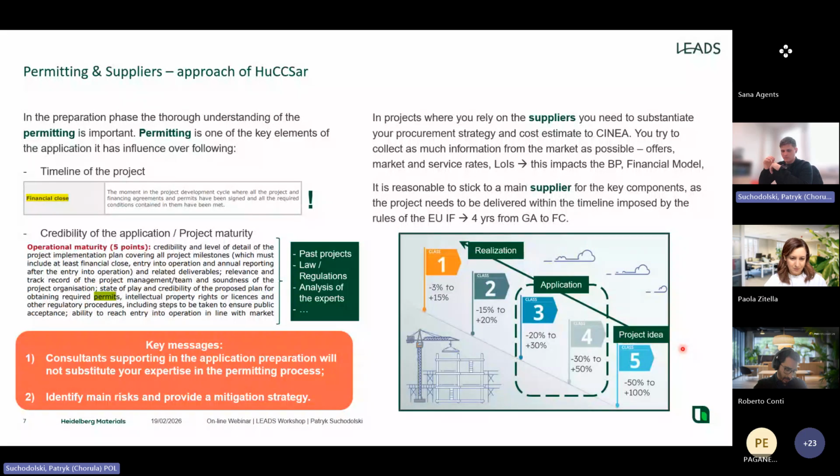It is reasonable, if you identify a supplier which is key for your project realization, to state it with the supplier of the key components, because by the EU innovation rules, you need to reach the financial close within 4 years since you sign your grant agreement. From one side, it is a lot of time. However, on the other side, it is not so much, having in mind that you need to reach all the maturity level to make the financial investment, this final investment decision. It is really not that much of a time.